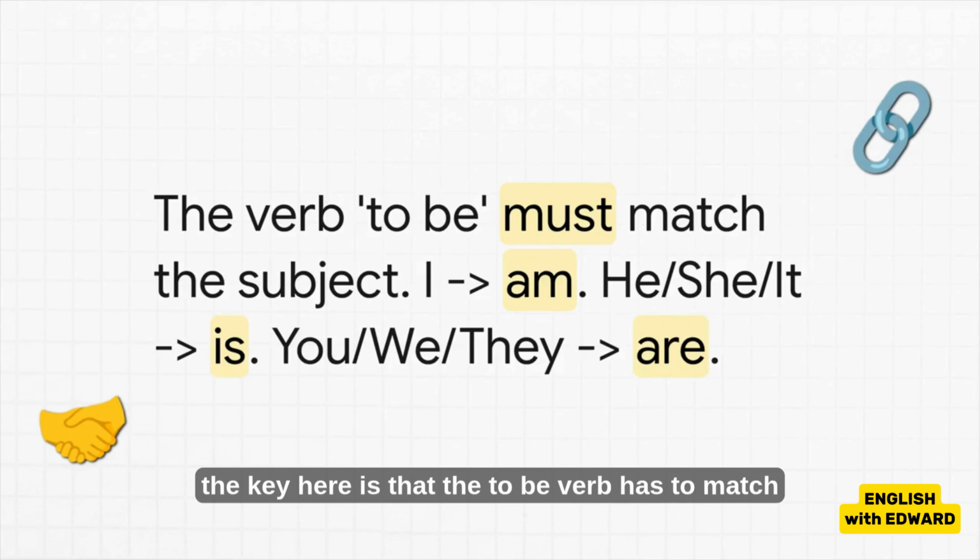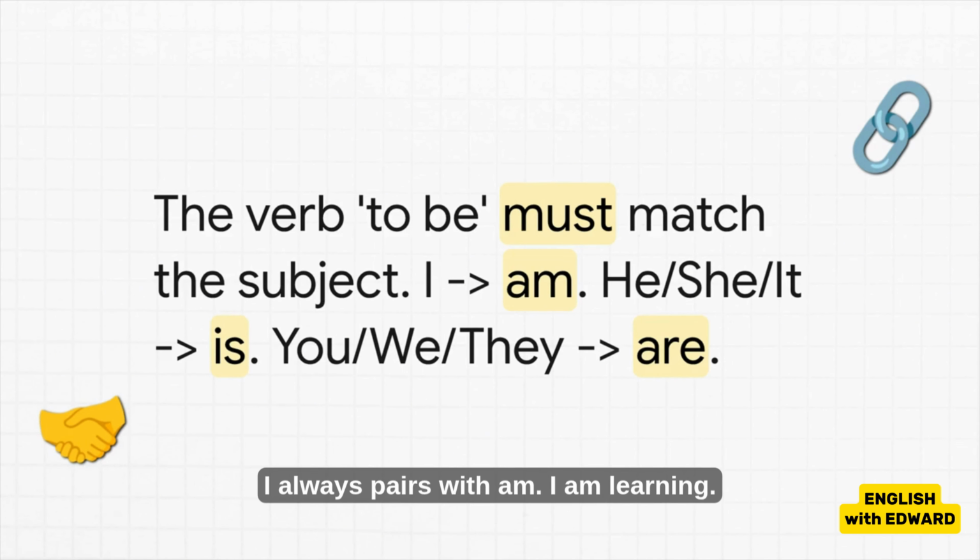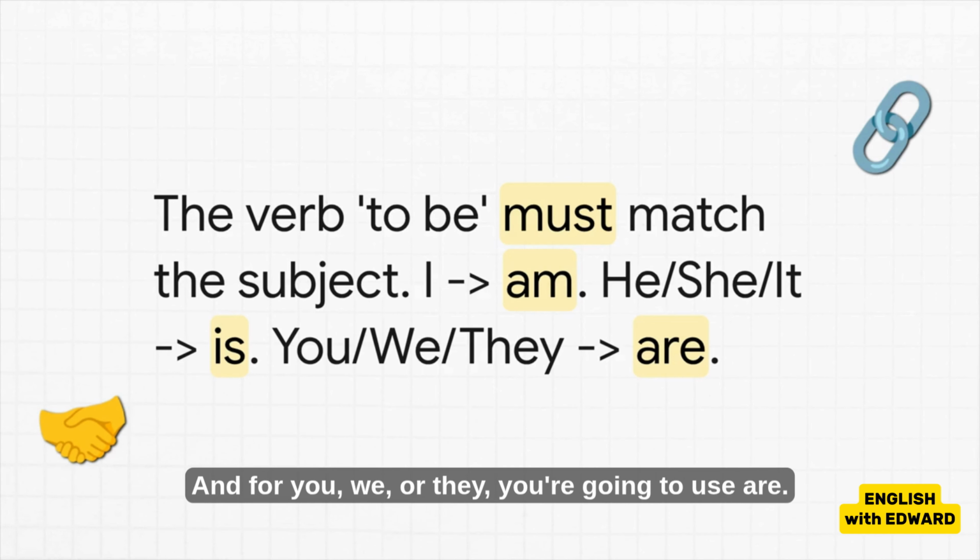Now the key here is that the to be verb has to match the subject. Think of it like a simple handshake. They have to fit together. I always pairs with am. I am learning. He, she, or it always gets is. She is dancing. And for you, we, or they, you're going to use are. We are studying. That connection is the core of the whole thing.